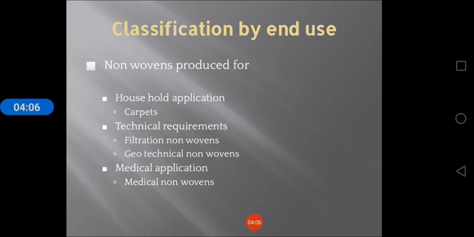Classification by end use. Nanowinds produced for household applications, carpets, technical requirements, filtration nanowinds, geotechnical nanowinds, medical applications, and medical nanowinds.